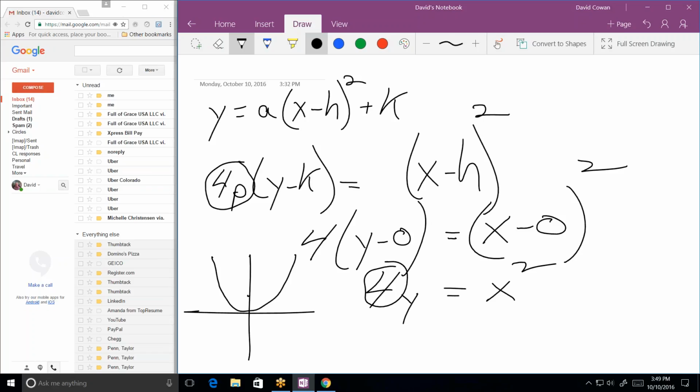Well, what does that mean? It means that the focus is right there at 1, and the directrix is right there at y equals minus 1. The focus and the directrix are always the same distance from the vertex. So wherever that focus ends up, the distance from the vertex to the focus is P. Okay?